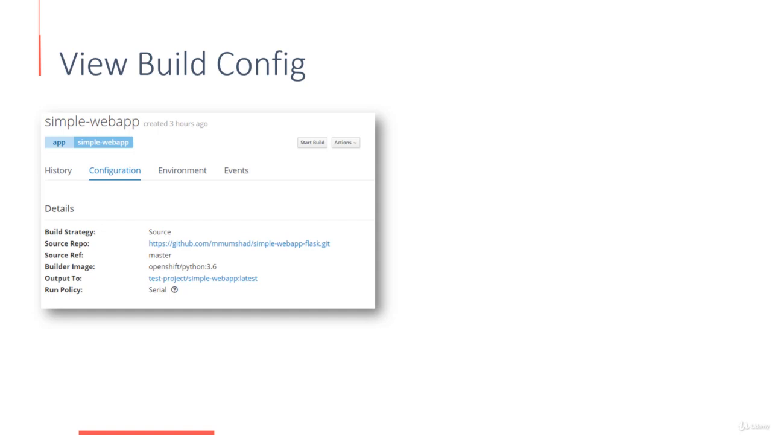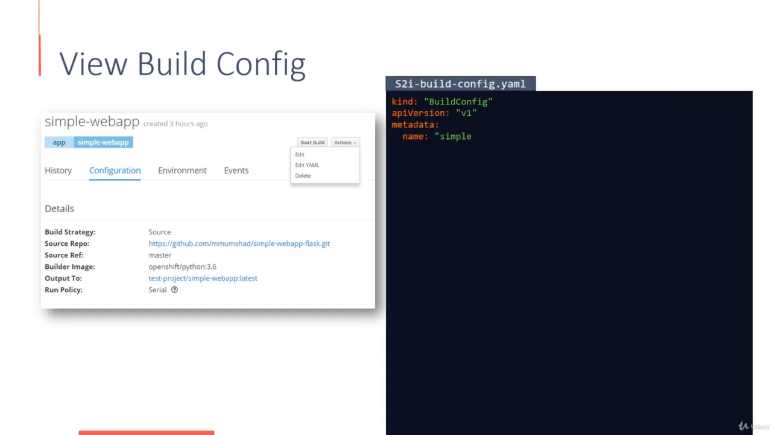Once the build is successful, the final Docker image is pushed to the internal Docker registry at the address testproject/simple-webapp-docker. On the top right corner of the user interface, you can see an Actions button, which has a few options such as Edit and Edit YAML. Clicking the Edit YAML option provides us with the build configuration in a YAML format.